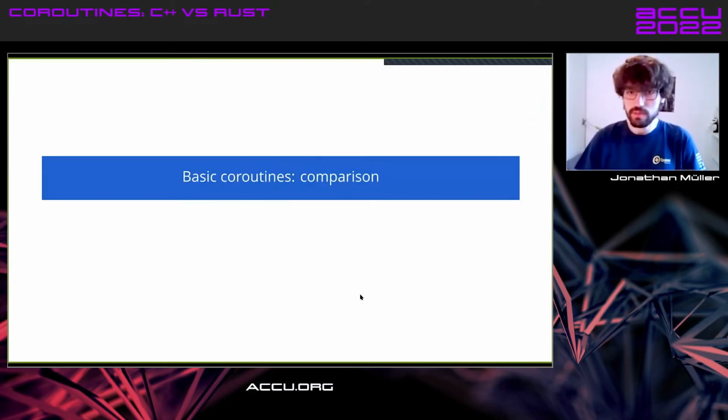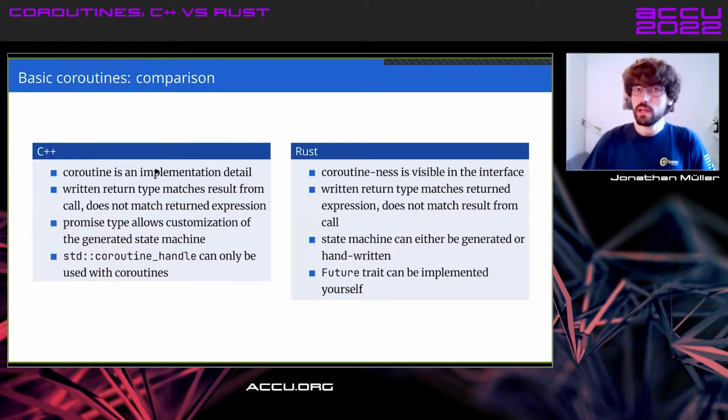Then let's recap what we've seen so far. In C++, a coroutine is an implementation detail. Just looking at the signature, we can't tell whether or not something is a coroutine, whereas in Rust, it is visible in the interface due to the async modifier. This is a bit of a different philosophy, but it doesn't really matter because if we want to hide that something is a coroutine, we can write an async function and then provide a wrapper function that calls the async function, and this returns the future, and then we're just having a regular function that returns the future, and we don't know whether it's implemented as a coroutine or by hand.